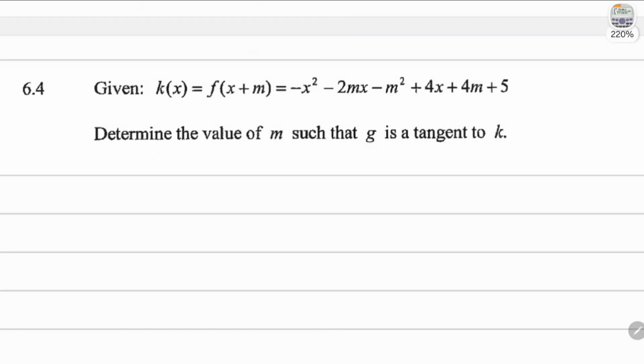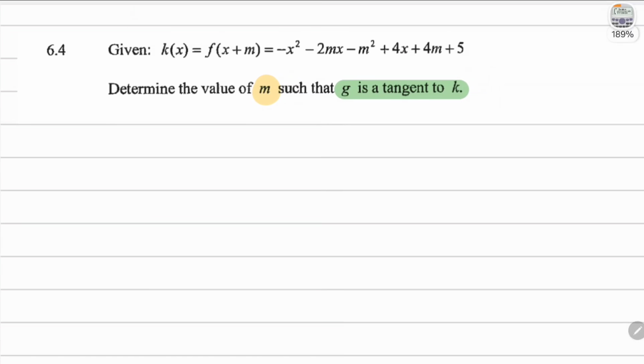But the question is, determine the value of m such that g is a tangent to k. That seems like the main point here. So what is the value of m so that g becomes a tangent to k? I've spoken about this whole thing with something being a tangent in my past videos as well.